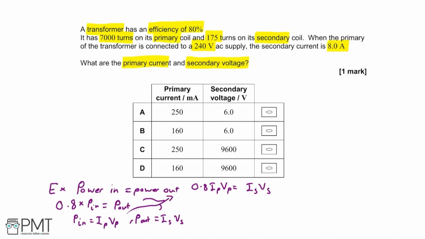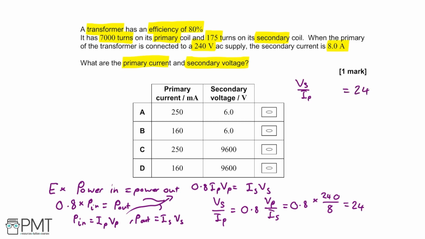Specifically, since we have the primary voltage and the secondary current, what we can write is that the secondary voltage divided by the primary current, Vs divided by Ip, is equal to 0.8 multiplied by Vp divided by Is. If we put in the values that we know for Vp and Is, we have 240 divided by 8, which gives us 24. So our strategy is going to be to calculate Vs divided by Ip for each given value that we have for answers A to D and see which one matches 24.